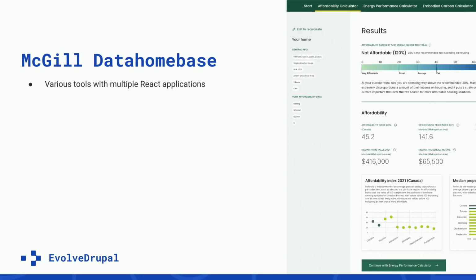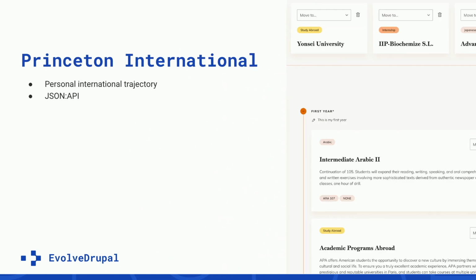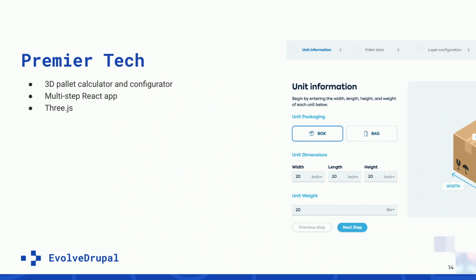And so we have here some examples where we actually played around with the idea of progressively decoupling a site. One of them being McGill, where we implemented a number of tools using multiple React applications. And we have Princeton International, where we developed a React app that uses JSON API to get the data. And we have Premier Tech, where we created this interactive tool that uses React and also uses Three.js to provide you with this really interactive calculator.